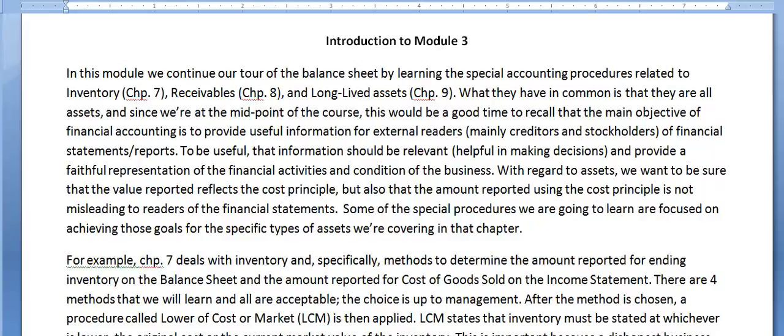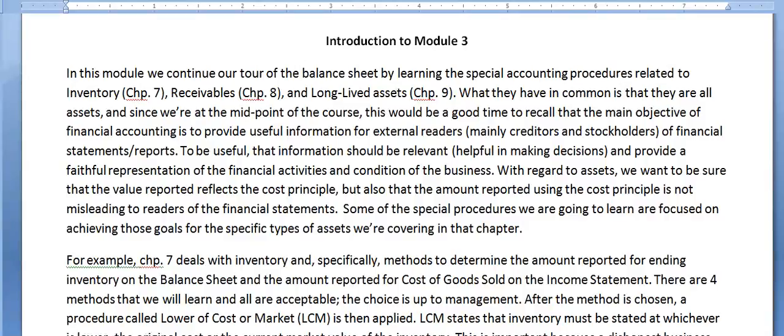In this module, we continue our tour of the balance sheet by learning the special accounting procedures related to inventory in Chapter 7, receivables in Chapter 8, and long-lived assets in Chapter 9. What they have in common is that they are all assets.